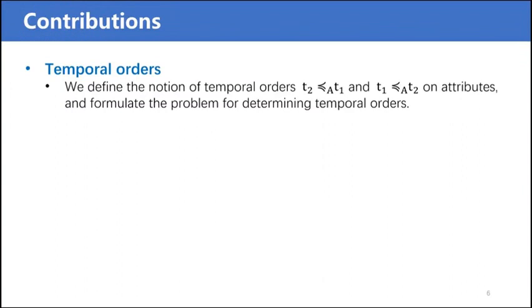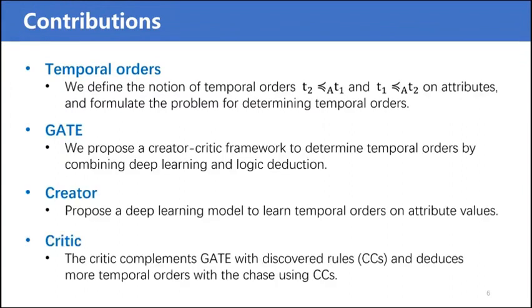So to address this problem, we need to deduce or find the latest information, the latest values of each attribute. In this paper, we mainly have 4 contributions. The first one is that we define the notion of temporal orders on attributes, and formulate the problem of determining temporal orders. Secondly, we propose a creative framework called GATE to determine temporal orders by combining deep learning and logic deduction. The third is that we propose a deep learning model to learn temporal orders on attribute values. Finally, we design a creative chase in GATE, which could discover rules and deduce more temporal orders with the trace mechanism.